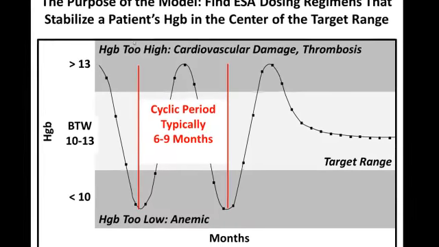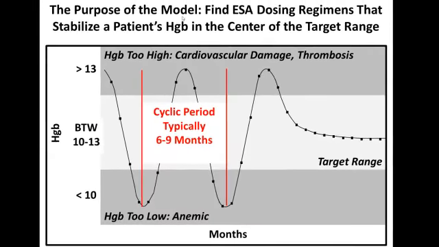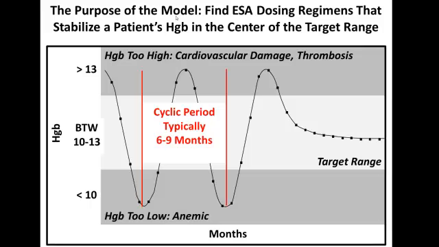The purpose of the model we wanted to build, and it's a system dynamics simulation model, was to find the ESA dosing regimen that could stabilize an individual patient's hemoglobin in the center of the target range. We wanted to find the dosing that would make the hemoglobin values do this.